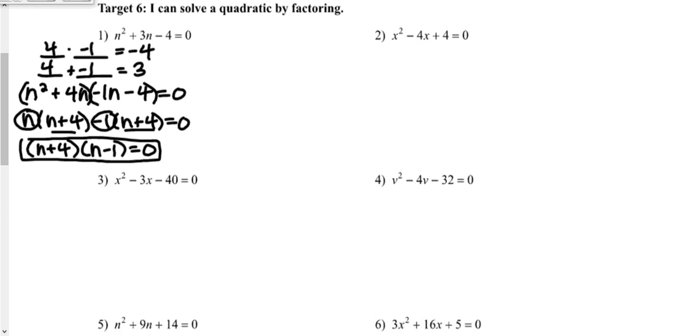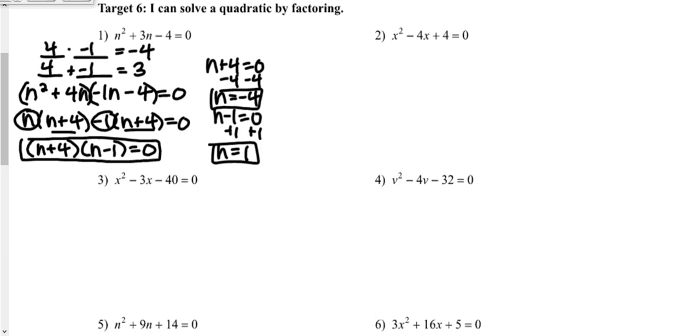But I still have to solve, so I'm going to go ahead and set each of those factors equal to 0. And I'm going to solve each of these equations. So if I subtract 4, I get n equals -4 as one of my answers. And then here, if I add 1, I get n equals 1 as one of my answers. So we're looking for the factored form and then your zeros as well.